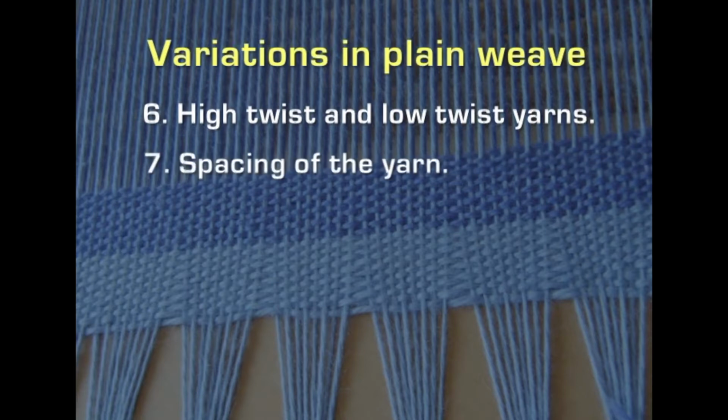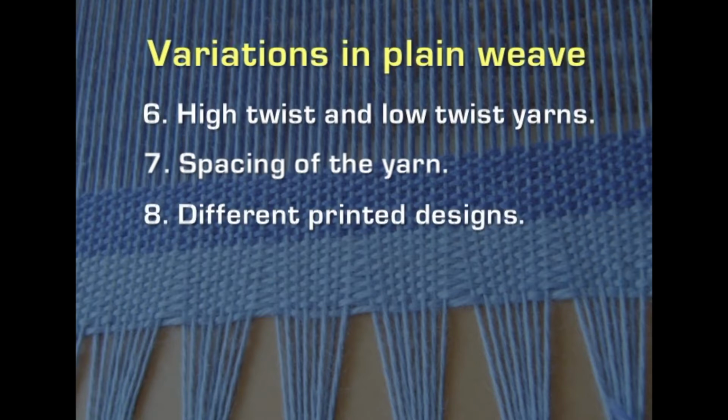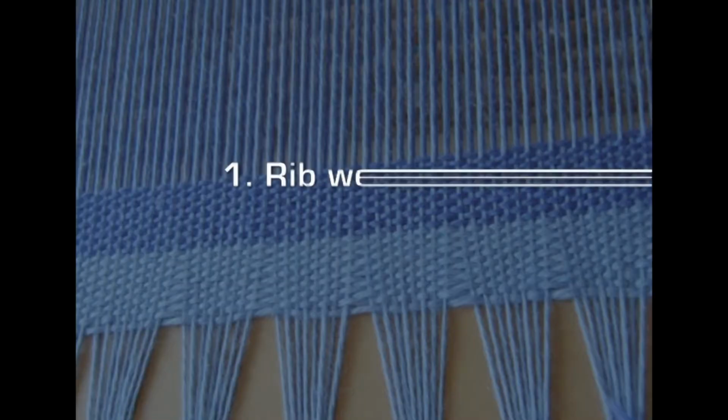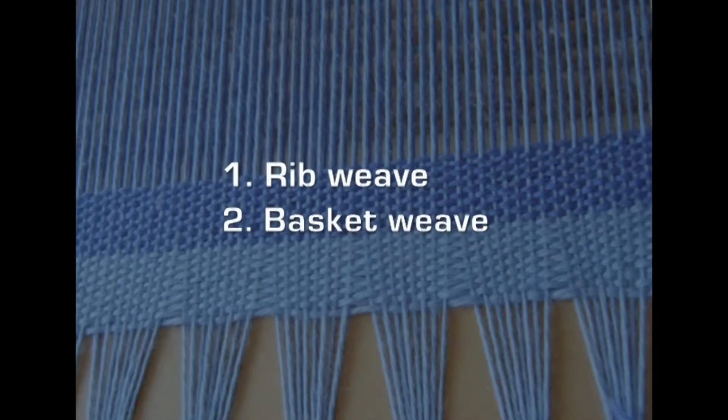Also by spacing of the yarns, we can leave space in between and then have another yarn over there. That also produces a lot of variety, and so do different types of prints and different types of finishes. We will be able to bring out variety by having these variations in the plain weave. 2 other variations are also possible here: one is the rib weave and the other one is the basket weave.